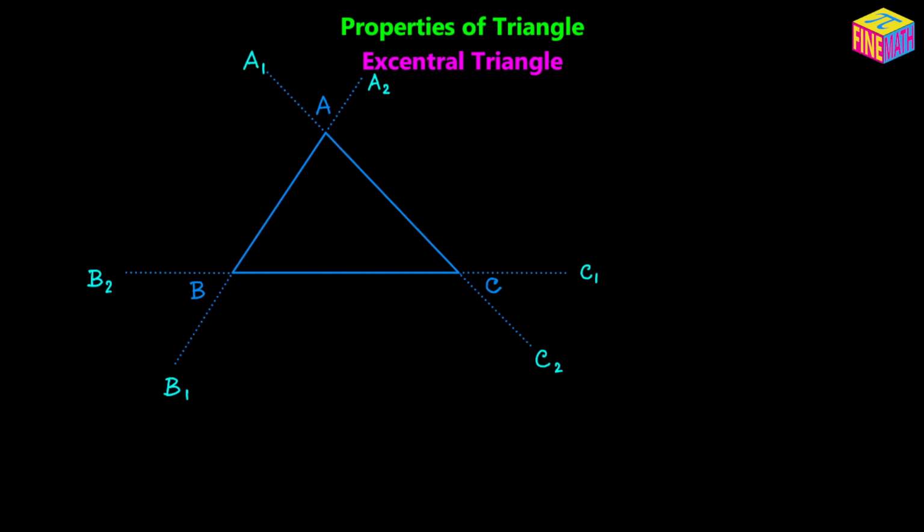Here, as you can see, I have extended the side AB up to B sub 1, and then I have extended the side CB up to B sub 2, and similarly I have extended the side BC up to C sub 1 and AC up to C sub 2, and also I have extended the side CA up to A sub 1 and BA up to A sub 2.